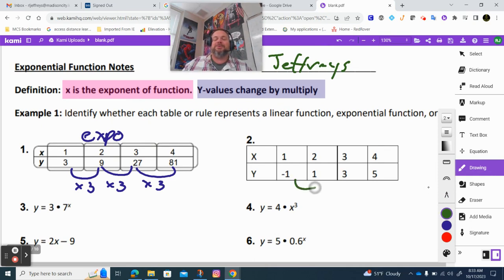How do we go from -1 to 1? Yep, plus 2. 1 to 3. 3 to 5. All right. So this is a plus 2. So this one is actually a linear. This is a linear because the y's changed by adding.